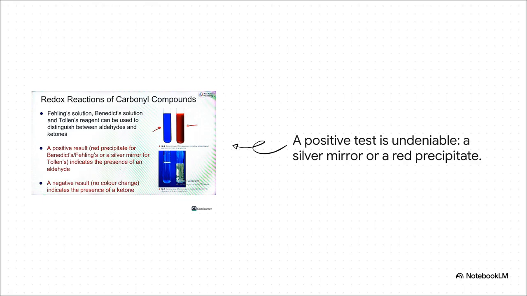These tests give you undeniable visual proof. Using something called Tollens' reagent, an aldehyde creates this absolutely stunning silver mirror right there on the glass. Another test, with Fehling's solution, produces a brick red solid. There is no ambiguity here. It's a clear yes or no.